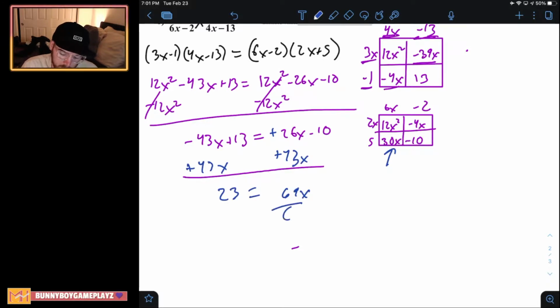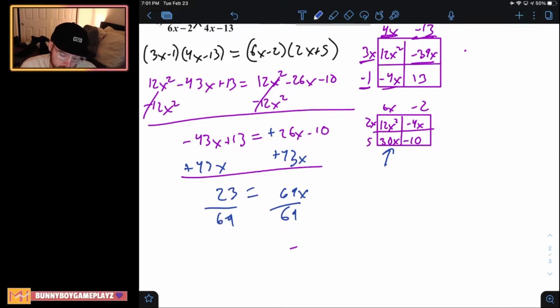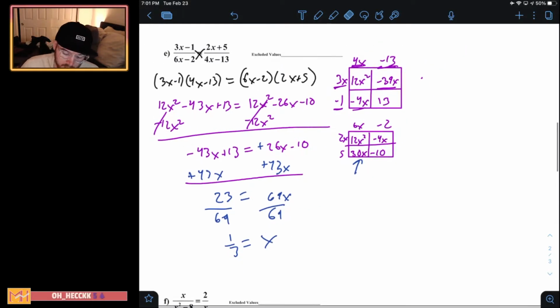And when you do that, that's actually a perfect 1/3, a much nicer answer. 23 times 3 is 69. So we end up with 1/3. Is that an excluded value? We look back up at here.